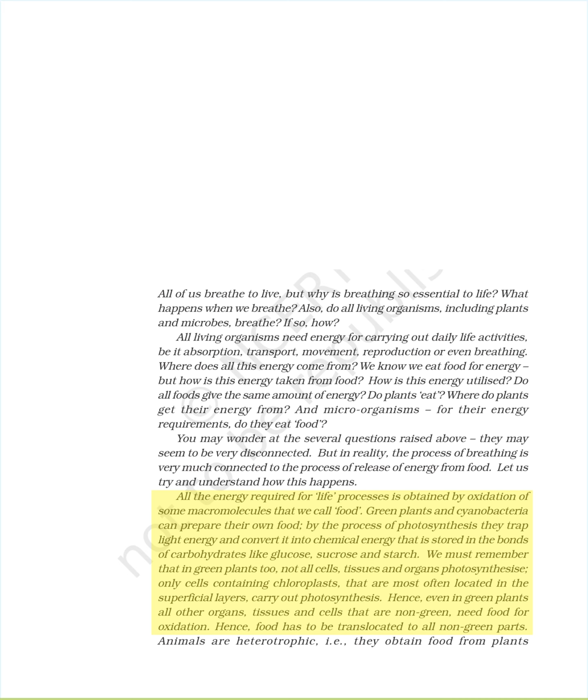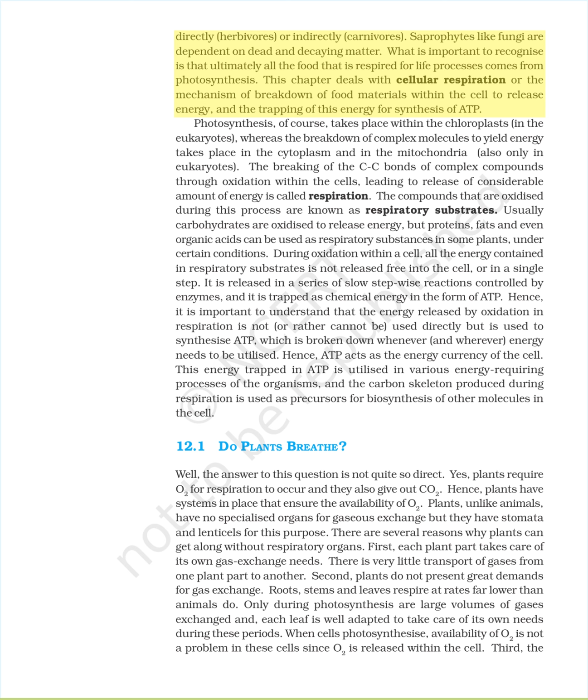Hence, even in green plants all other organs, tissues, and cells that are non-green, need food for oxidation. Hence, food has to be translocated to all non-green parts. Animals are heterotrophic, i.e., they obtain food from plants, directly, herbivores, or indirectly, carnivores. Saprotrophs like fungi are dependent on dead and decaying matter. What is important to recognize is that ultimately all the food that is required for life processes comes from photosynthesis.